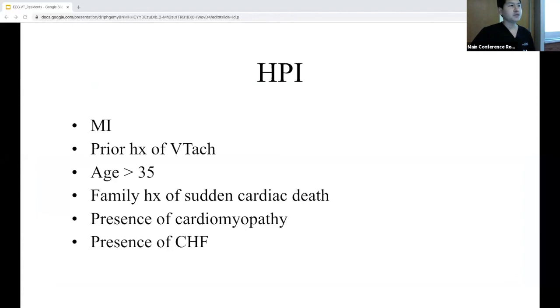There are parts of the HPI which increase the likelihood that you're dealing with VTAC when approaching a wide complex tachycardia. These include prior MIs, active MI, prior history of VTAC, age over 35, any family history of sudden cardiac death, or a history of any CHF or cardiomyopathy.